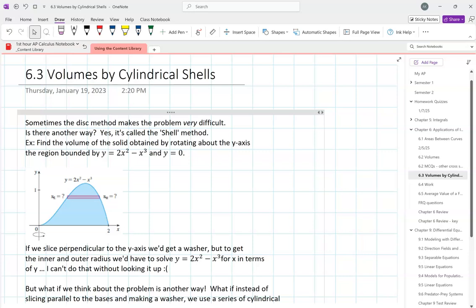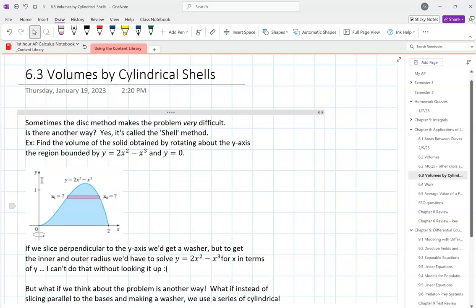Now, this is harder to imagine, and I think is less useful than the discs and washers that we've been doing until you get to one example. So say we have this function 2x squared minus x cubed, and it's bounded by the x-axis, so it's this picture here, and we rotate that around the y-axis. It's going to be kind of like a swimming pool shape, like a pond or something, right? Everybody kind of see that?